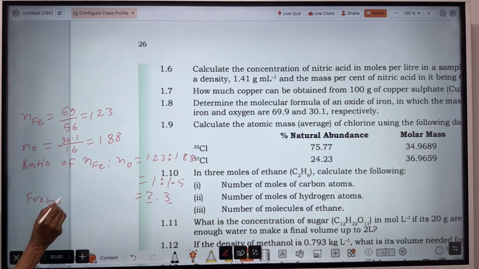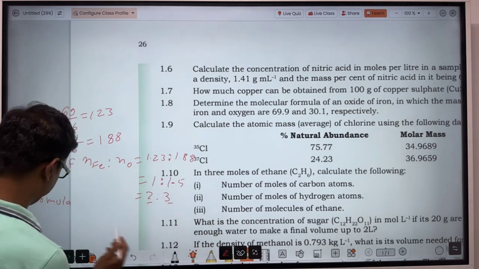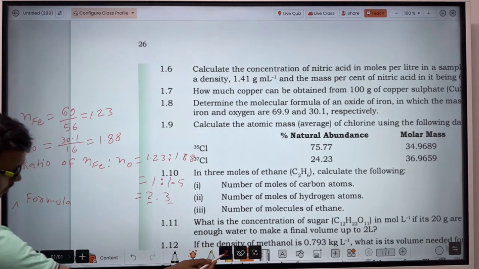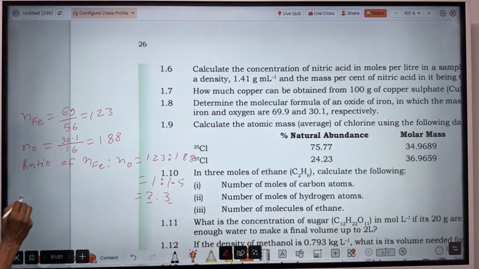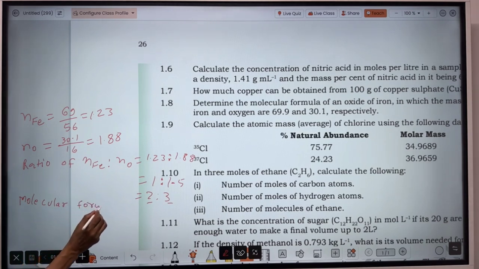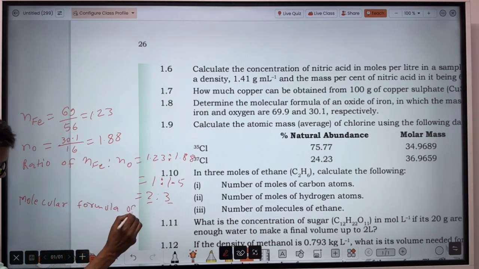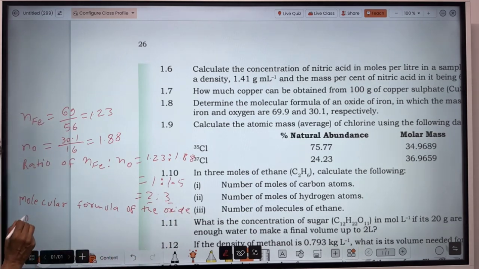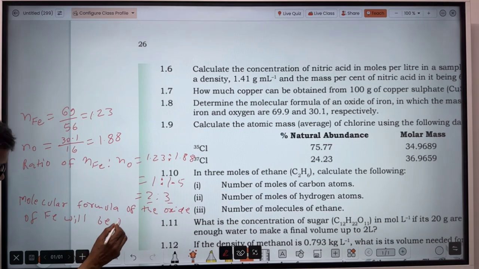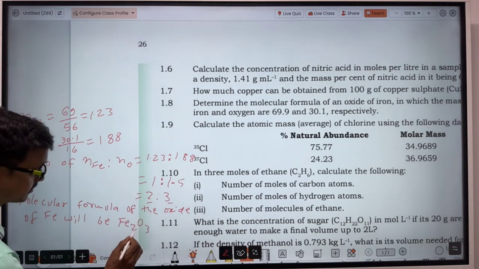So the formula, or molecular formula, whatever it be, the molecular formula of the oxide of iron will be Fe2O3.